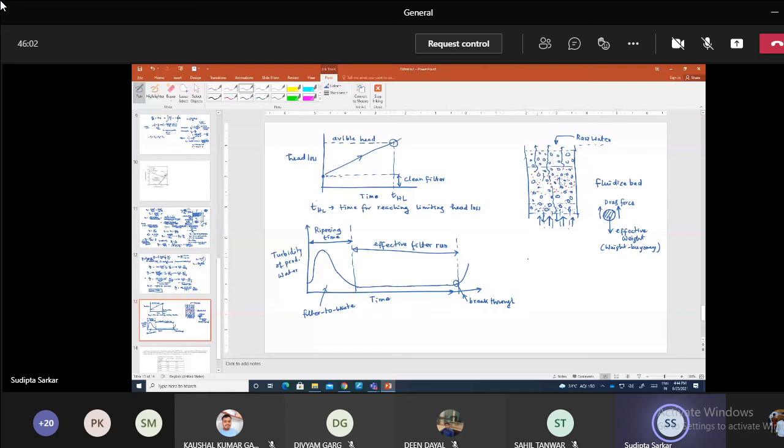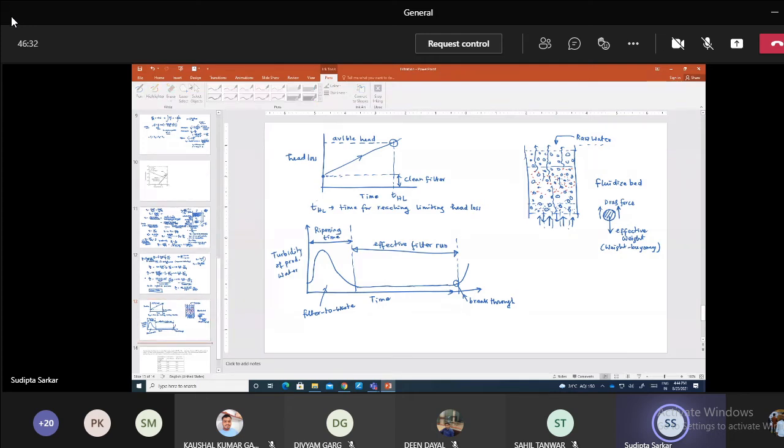When you start your filter, some of the residual backwashed water and particles above go out, and then you have this ripening time. So you have to start draining this water for some time before you can start collecting. So this is what happens during the backwash.